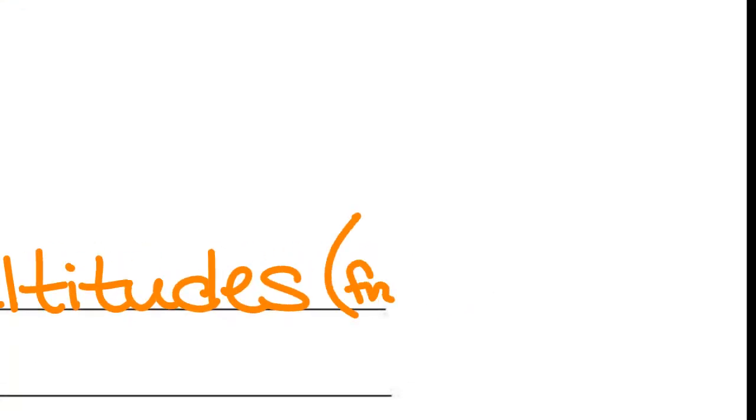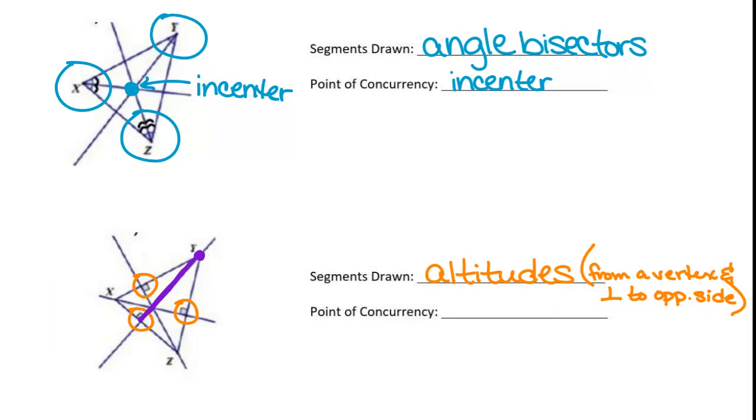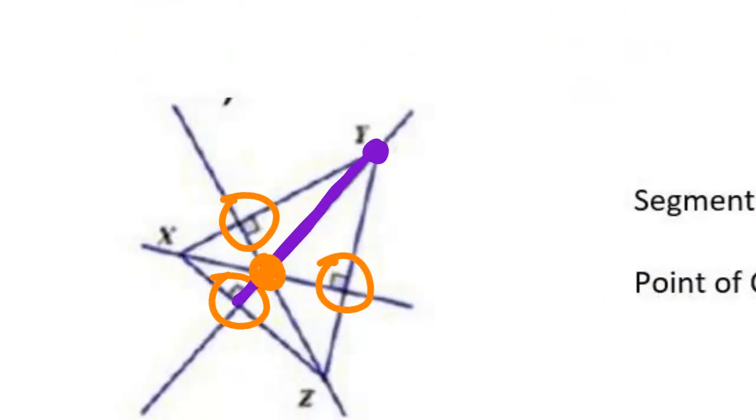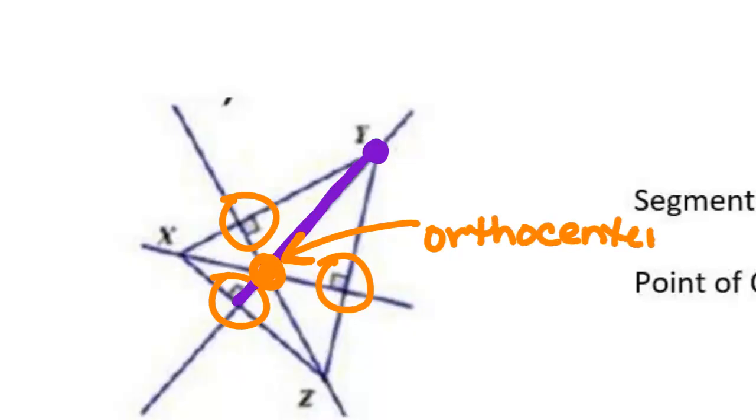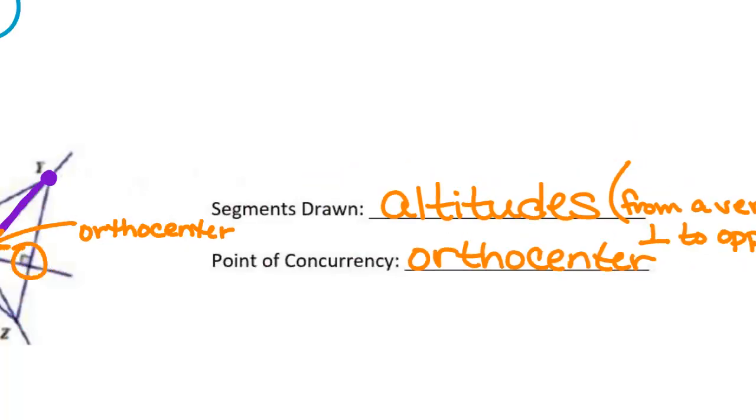Altitudes go from a vertex, and they are perpendicular to the opposite side. What do we call this point of concurrency of the three altitudes? Orthocenter. Beautiful.